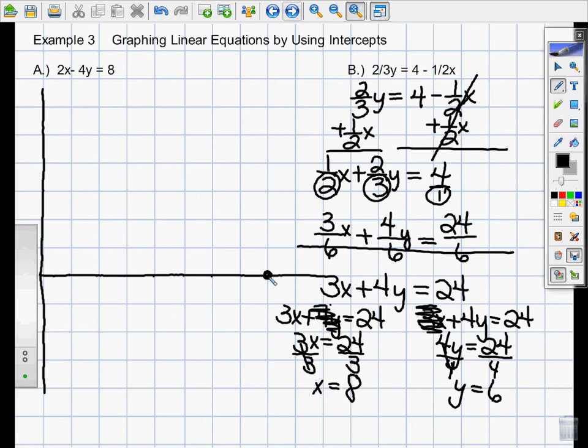All right, let's go to the y-intercept, and let's start back at the origin, and we're going to count up to positive 6. So here's 1, 2, 3, 4, 5, and here's 6. And we're ready to graph those 2 points. Draw a line right through them, and there's your line that represents the equation 2/3 y equals 4 minus 1/2 x.